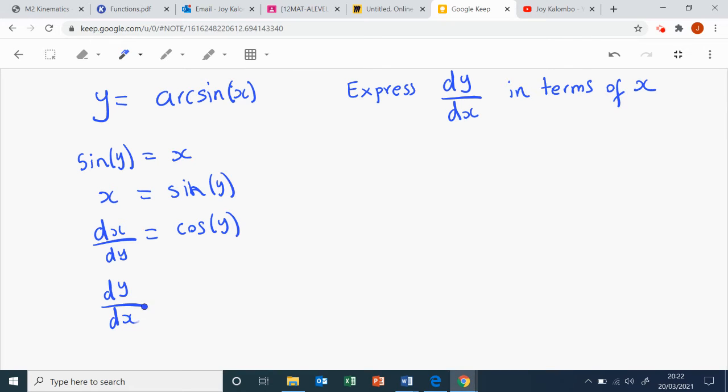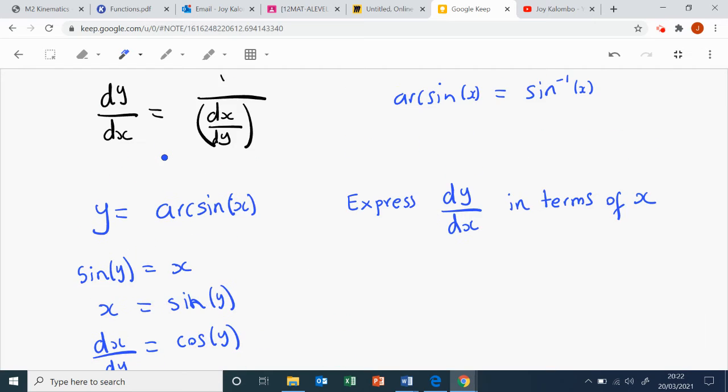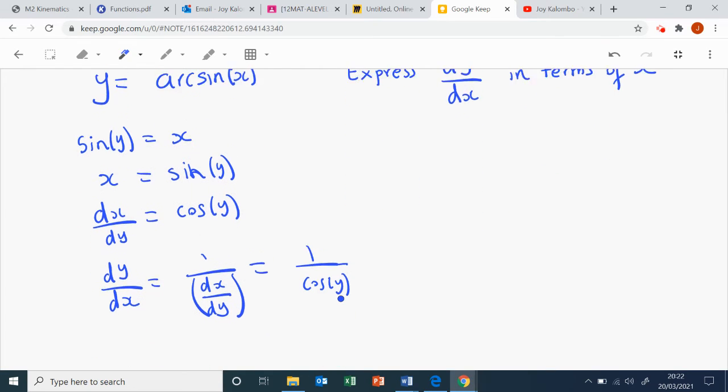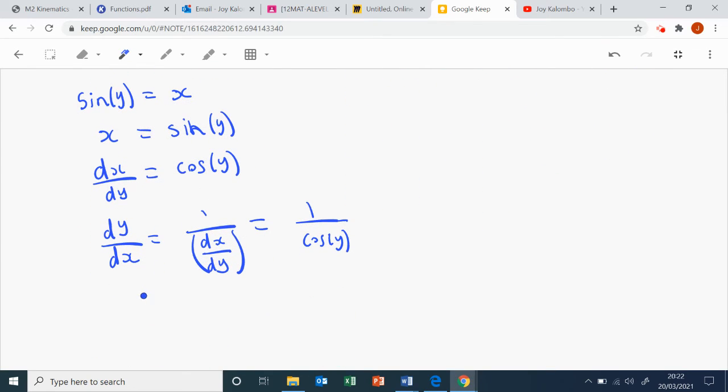which means that dy/dx, well, that's going to be equal to 1 over dx/dy. And dx/dy, well, that was equal to cos y, so that's 1 over cos y. So that's our dy/dx. Problem is, the question says express dy/dx in terms of x. So we've got cos y, but we need to express cos y in terms of x. Well, we know that sine y is equal to x.